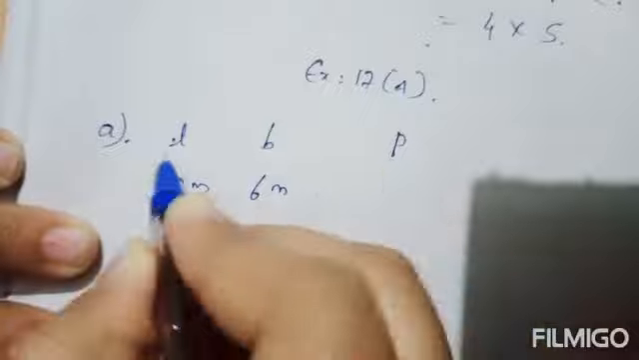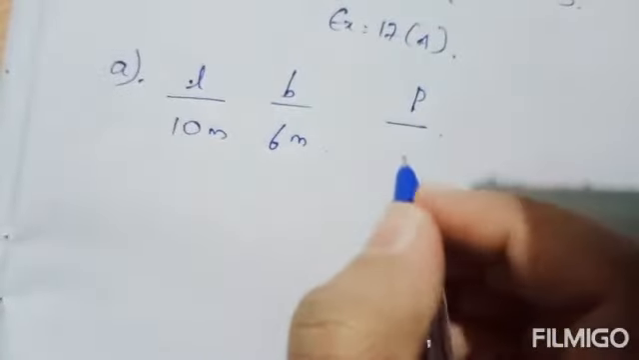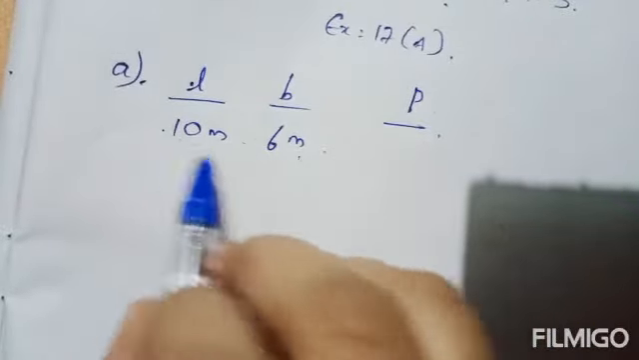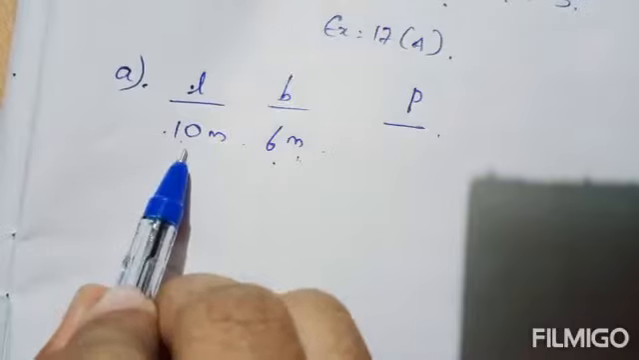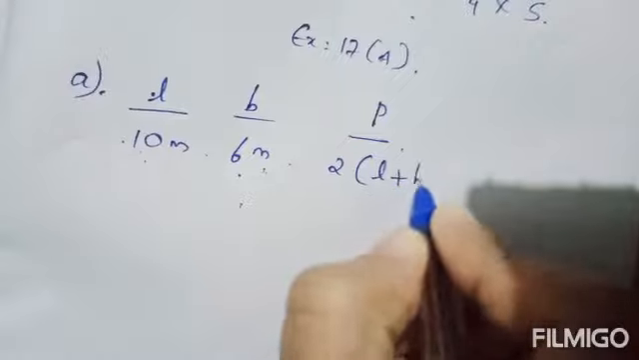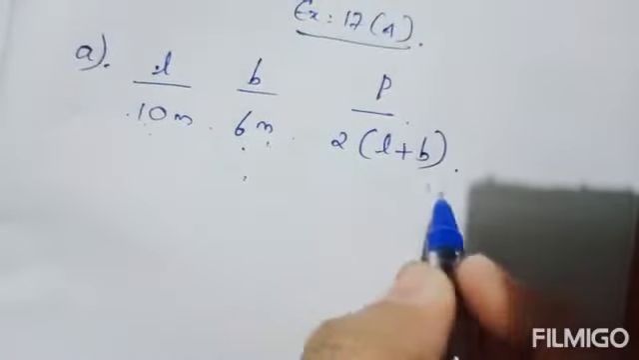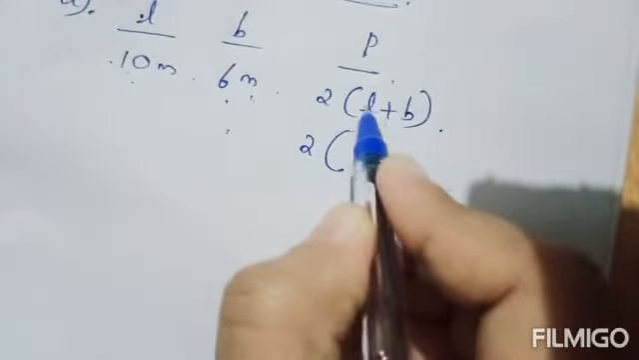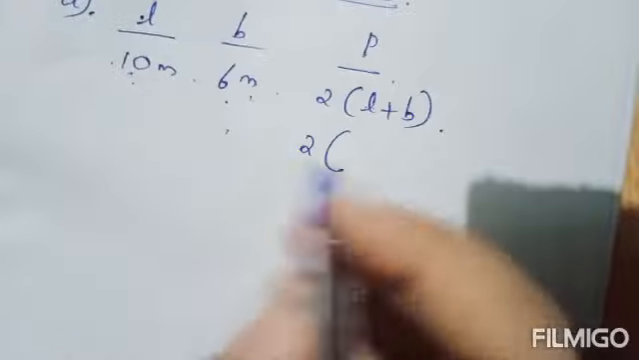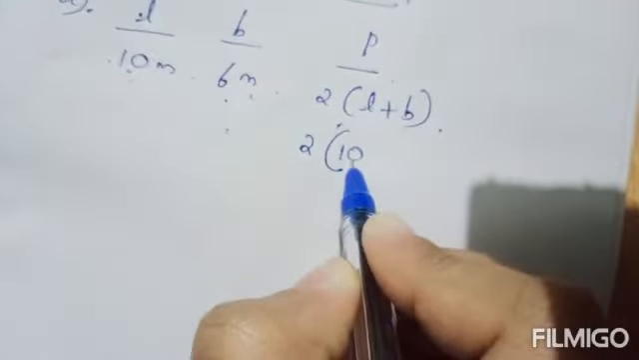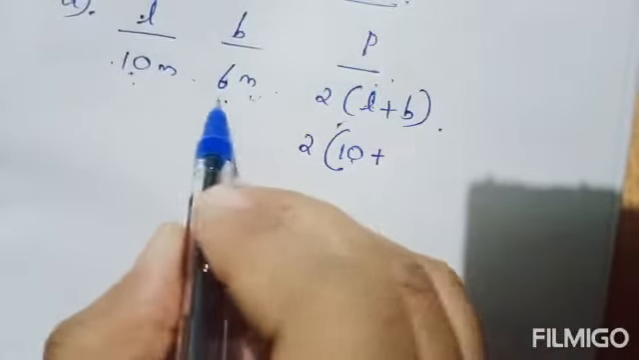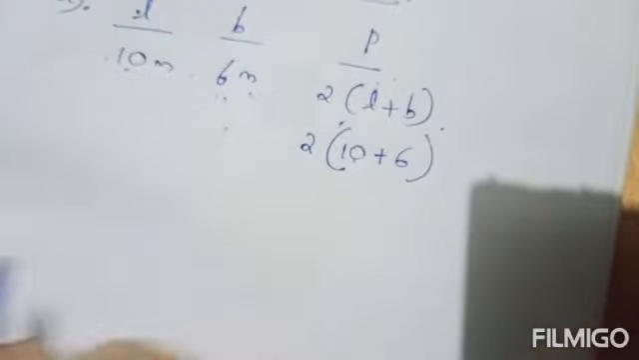So how can you find the perimeter? You know how to find the perimeter of a rectangle if the length and breadth are given. L equal to 10 meter, B equal to 6 meter. So perimeter equals 2 into (L plus B). This is the formula for finding the perimeter of a rectangle. So 2 into, in place of L we substitute 10, plus, in place of B we substitute 6.